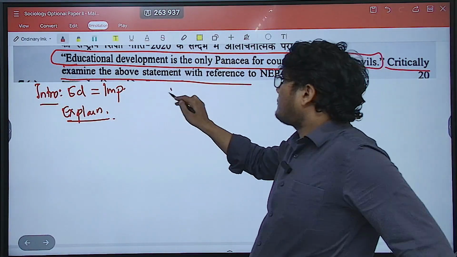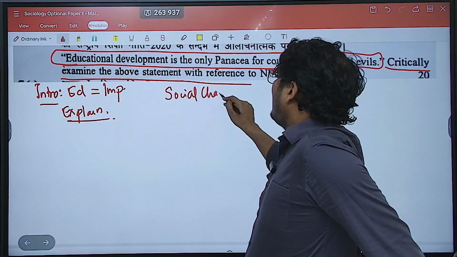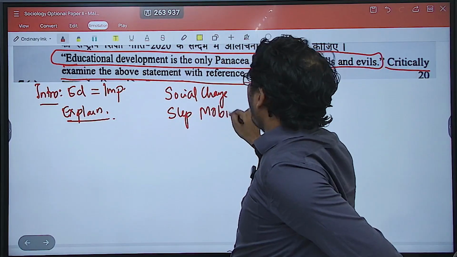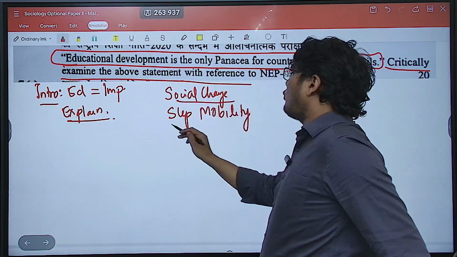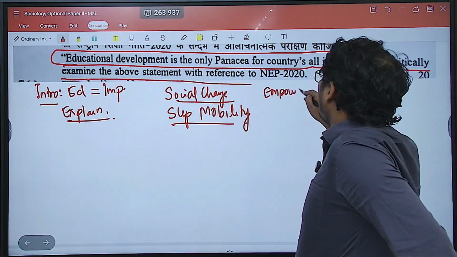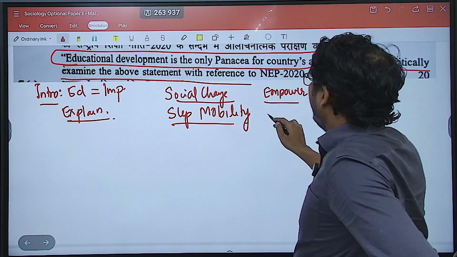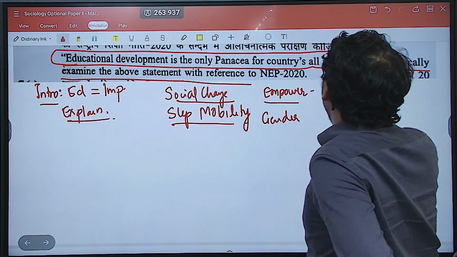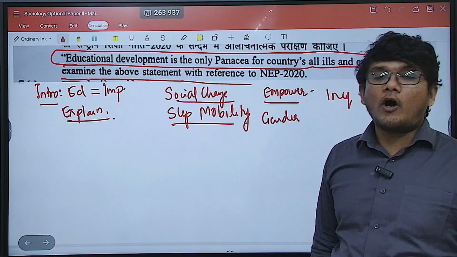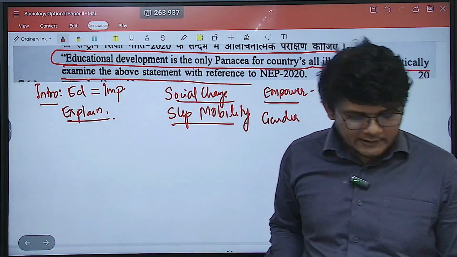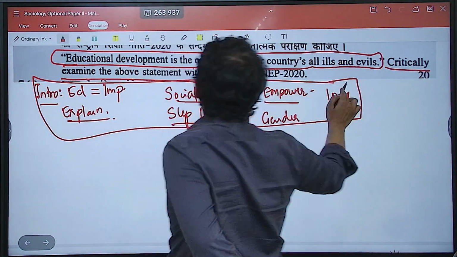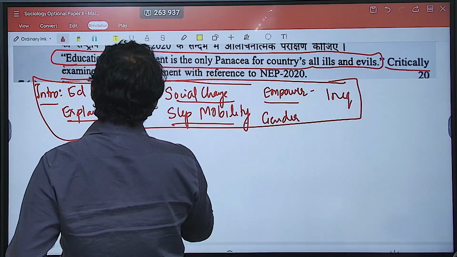social change, in which it plays the role of social upward mobility. Right? Social change, social upward mobility. It empowers. It is going to economically empower. It can lead to gender empowerment also. It can reduce inequality. However, education alone is not going to be enough. Education alone is definitely not going to be enough. Why is it not going to be enough? Then you talk about the critique part.